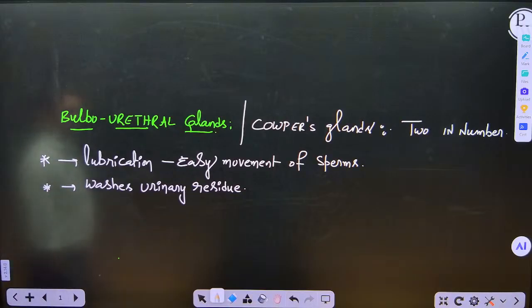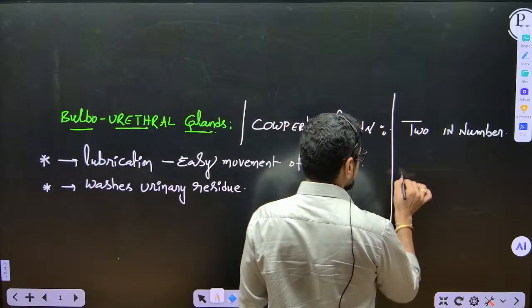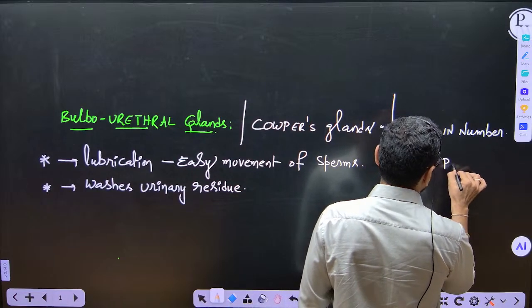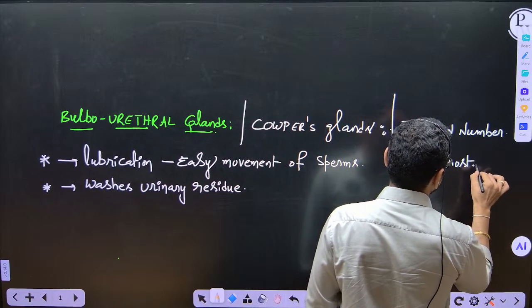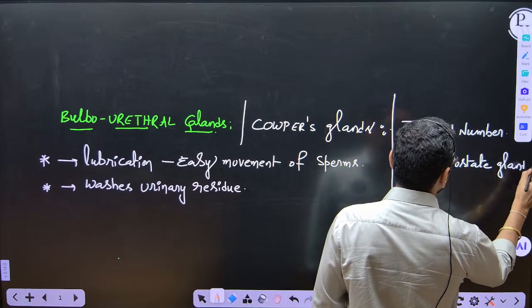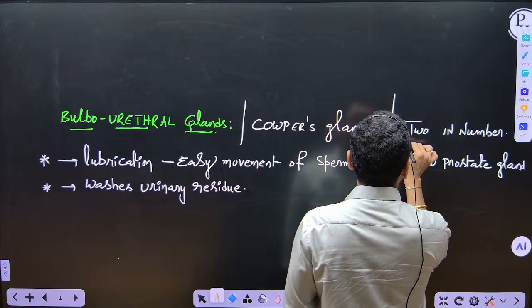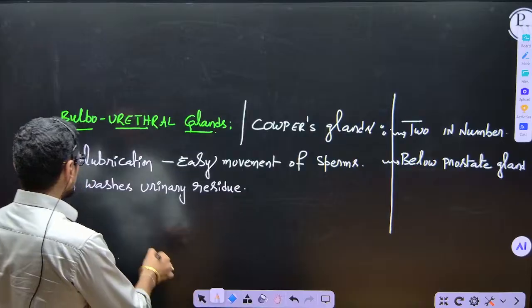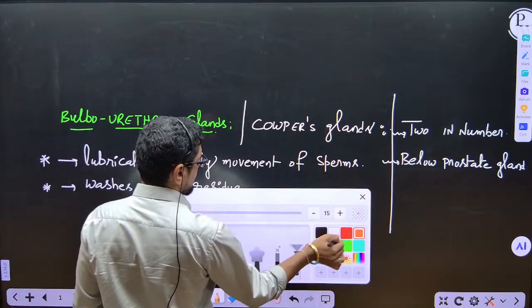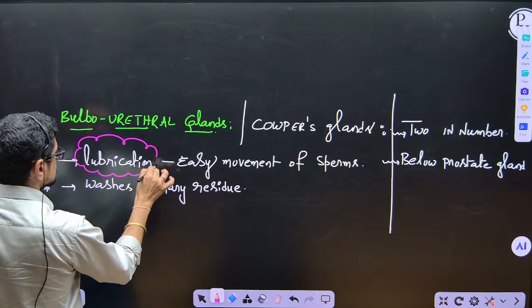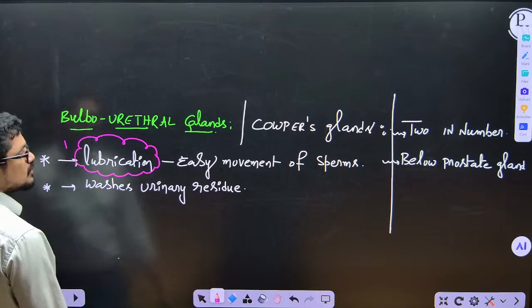Bulbourethral gland function, or Cowper's glands, they are two in number. Where are they present? They are present just beneath the prostate, or below the prostate gland. So in the examination, you will be asked which of the following glands provides lubrication. Lubrication, this word is very important. Lubrication is promoted by the bulbourethral gland. This is one question. The second question is the sperm pathway.